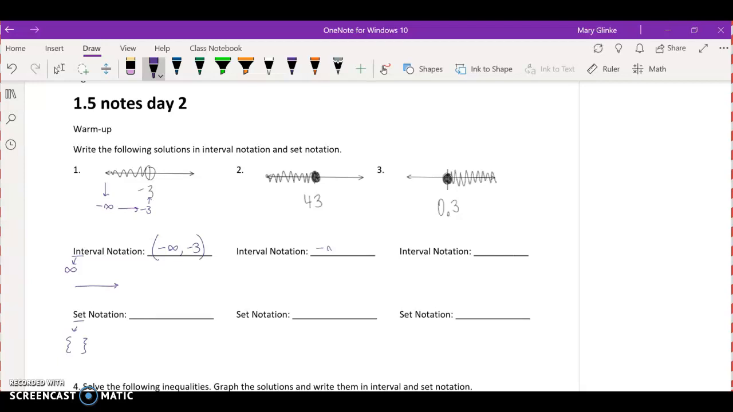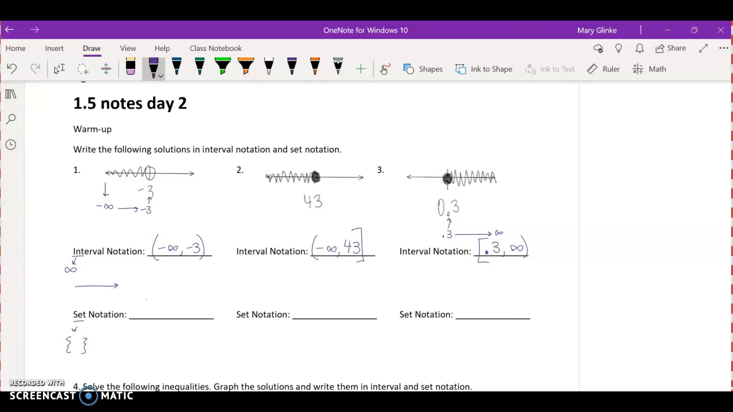Versus the next one, it starts at negative infinity for number 2, but at your number, which is 43, since it's a filled in circle, it's going to have a bracket for that one. Number 3 is pointing the opposite way, which means my graph starts at point 3, but it's shading to the right for forever, which is positive infinity. So my interval notation is going to be 0.3, comma, infinity, where infinity has a parentheses, and the 0.3 is filled in, meaning it has a bracket.